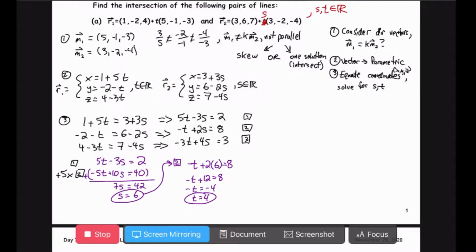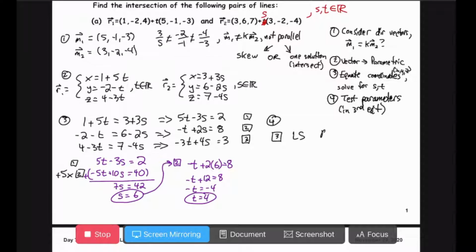Now I'm going to plug these back into my parametric equations and see if I get the same point for each side. So step 4, we're going to test our parameters. And what I'm going to do here is just test the parameters in my third equation. So equation 3. This is step 4.